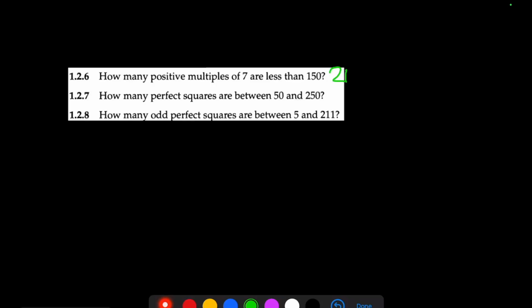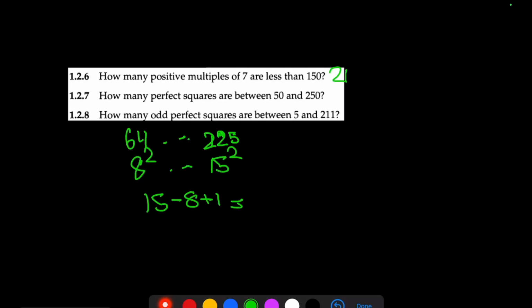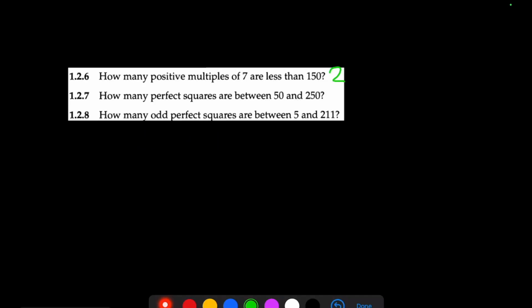So the perfect squares between 50 and 250 are 64 up until 15 squared, which is 225, because 16 squared is 256 and it's greater. This is 8 squared up until 15 squared, which is 15 minus 8 plus 1, which is equal to 8. That gives you a good thing to remember: read the problem properly.